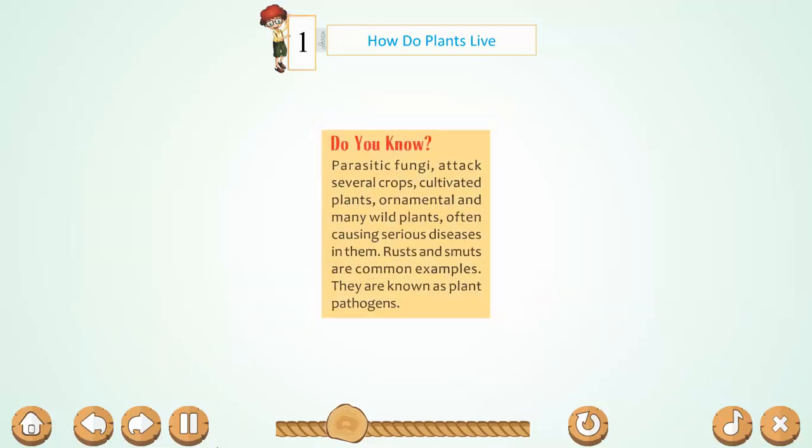Do you know? Parasitic fungi attack several crops, cultivated plants, ornamental and many wild plants, often causing serious diseases in them. Rust and smuts are common examples. They are known as plant pathogens.